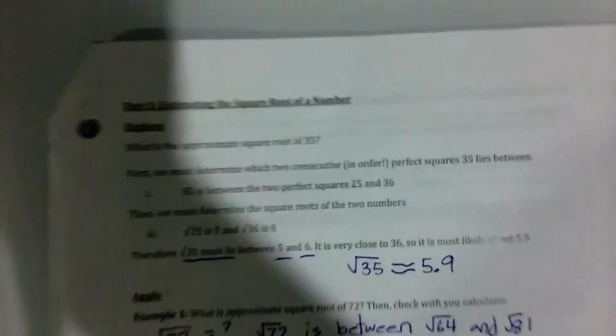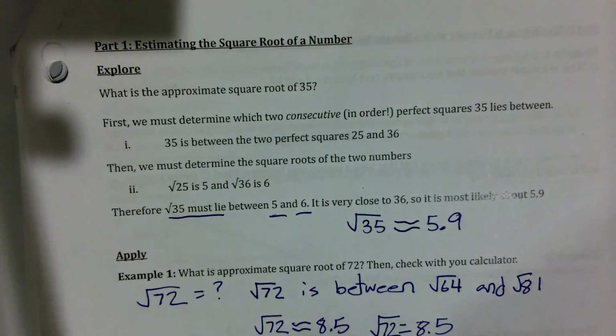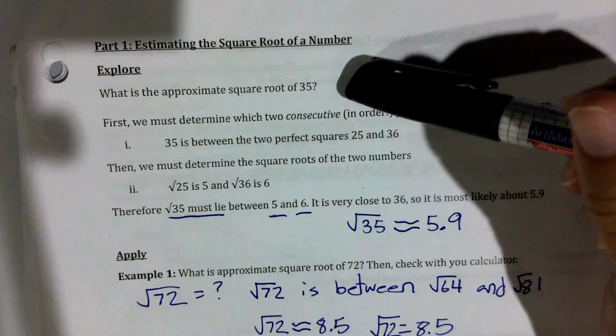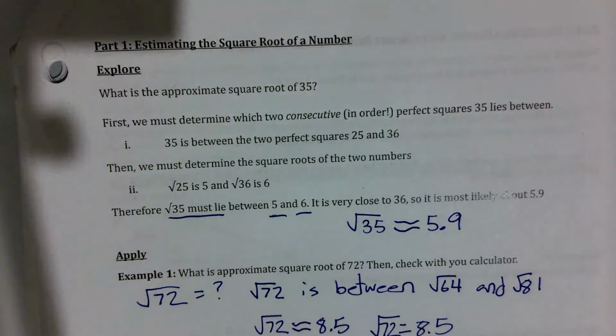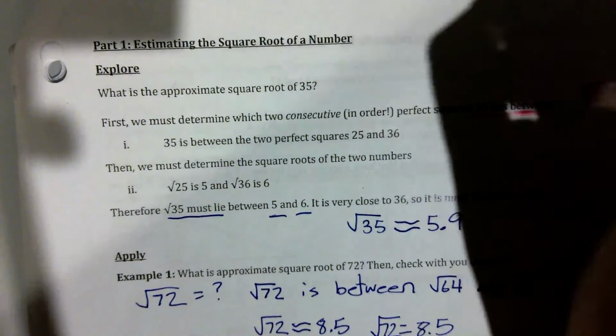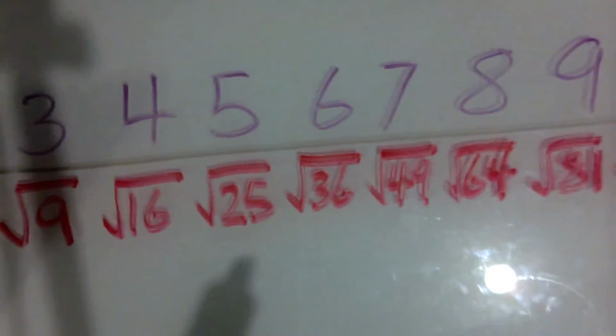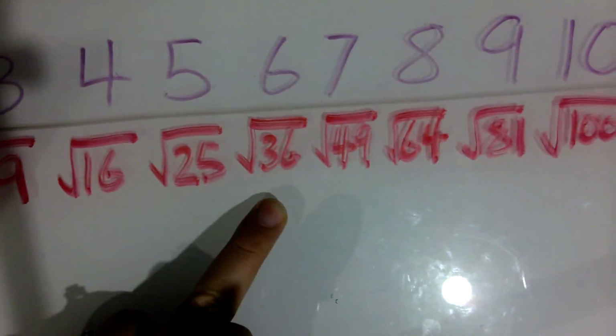Okay, page 9 of your booklet. We explored if we have an approximate square root of 35. 35 is not a perfect square, so we must determine which two consecutive, or in order, perfect squares 35 lies between. 35 is between the two perfect squares 25 and 36. I can look back at my number line to see that. 25, 36.